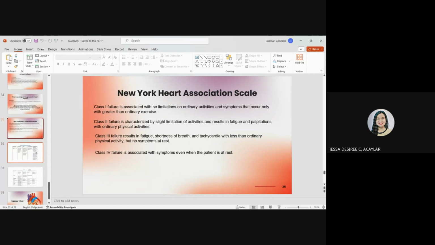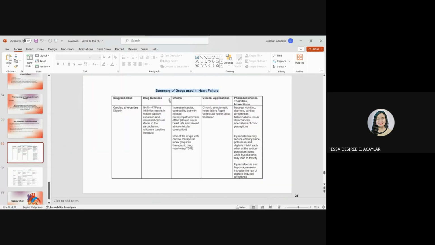So, yun po siya. Then, summary of drugs used in heart failure. So, ito po yung mga drugs na familiar tayo sa mga patients na may mga heart failure. So, table po yung nilagay ko. Meron po tayong cardiac glycosides like the digoxin.